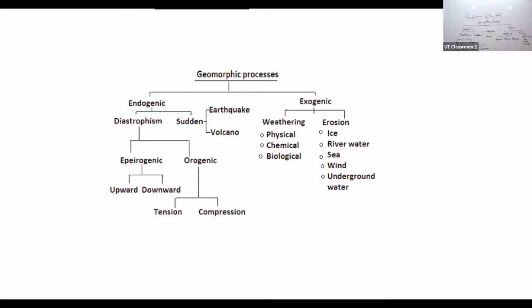Erosion. Write spellings correctly: epeirogenic, orogenic, diastrophism.